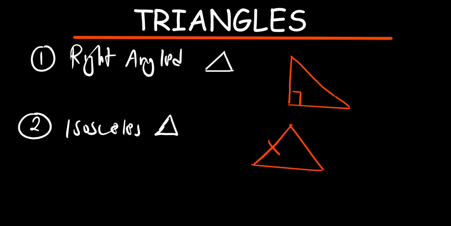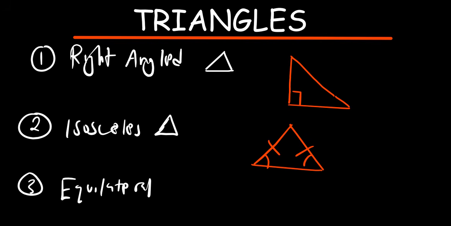Let's say this side and this side. So because those two sides are equal, this makes the opposite angles to also be equal like that. Then another type of triangle that you're supposed to understand is what we call an equilateral triangle. Now an equilateral triangle, it will have all the sides to be equal.